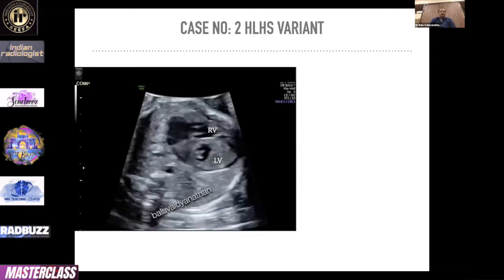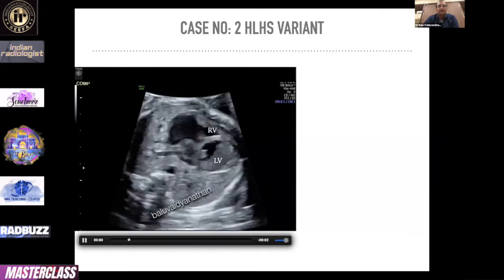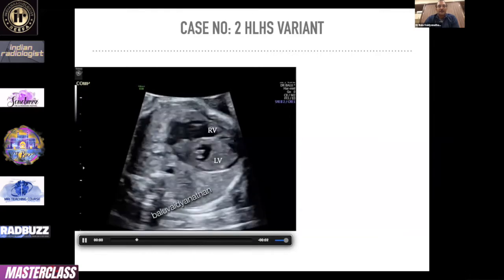Now let us see a variant form. So here also you see the four-chamber view is abnormal. You see the left ventricle here is very, very thick with so much muscle around, and you see a very small LV cavity. And look at where the apex is mostly formed by the right ventricle.